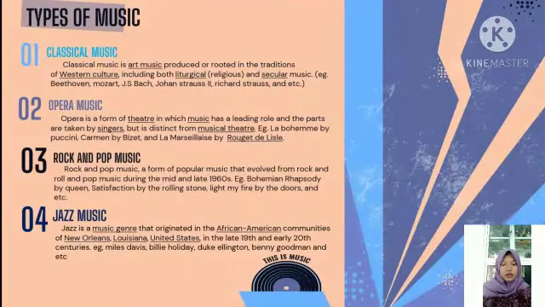Next, types of music. Actually, there are a lot of types of music, but here I want to explain about 4 types of music. First is classical music. Classical music is art music produced or rooted in the traditions of Western culture, including both liturgical or religious and secular music. For example, Beethoven, Mozart, J.S. Bach, Johann Strauss II, Richard Strauss, and etc.